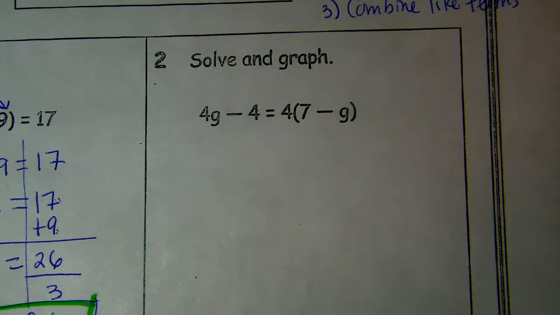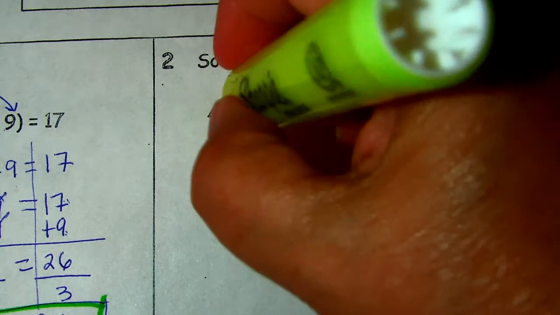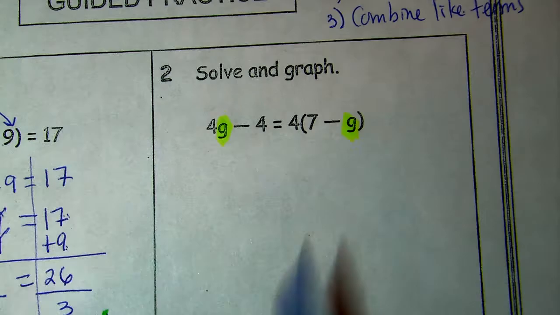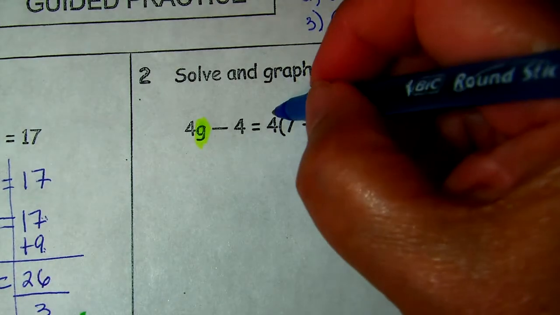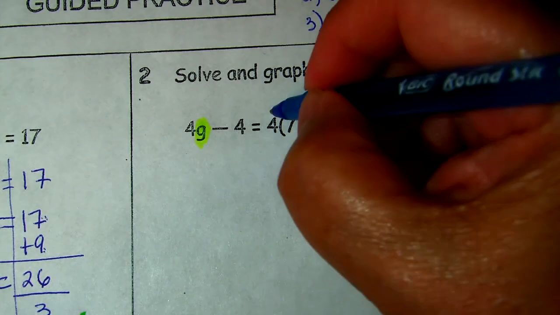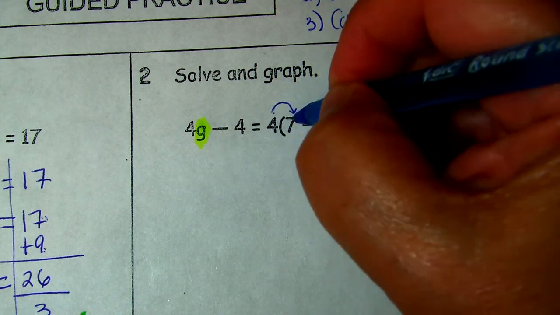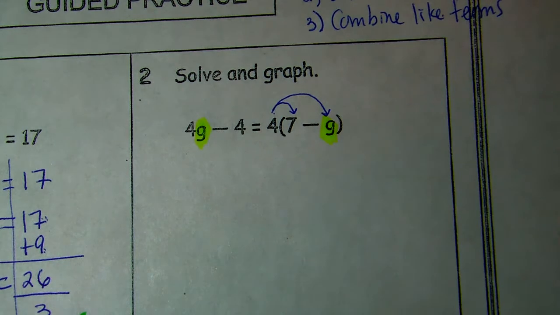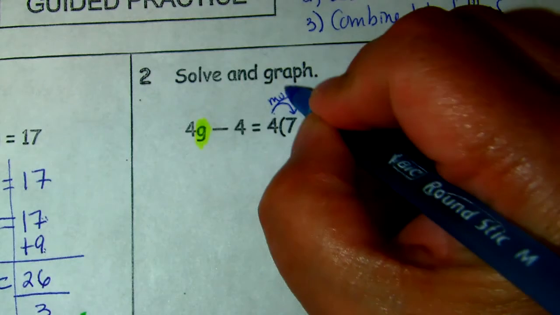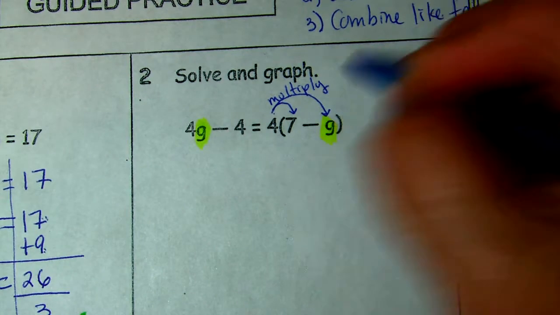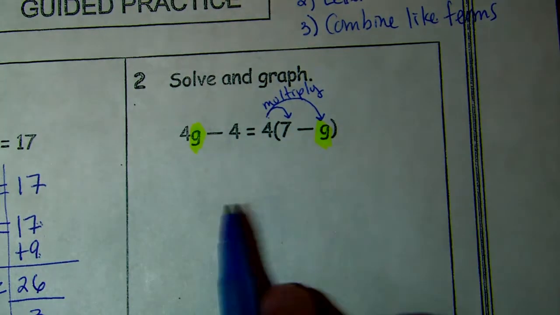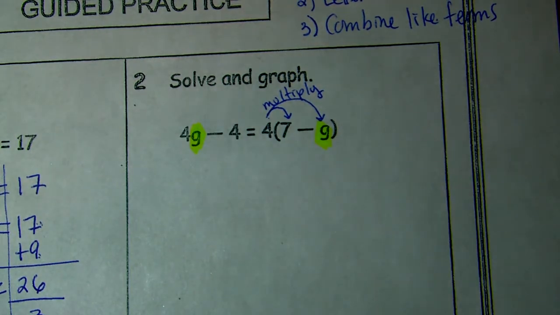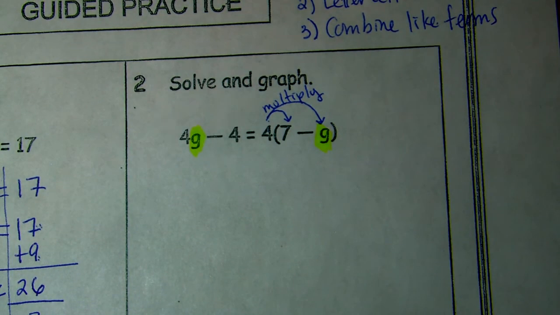Look at this problem. We need to solve for G, but we have a parenthesis. You see it? So what are we going to do to get rid of the parentheses? Distribute. It means that the 4 is going to multiply the 7 and is going to multiply this right here. Okay, now I'm going to put the word right here, multiply. And I want you to write it too. Okay? Remember, I need to check your work just like when we are in the classroom.